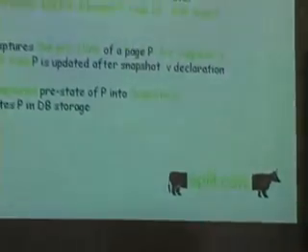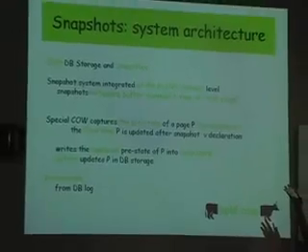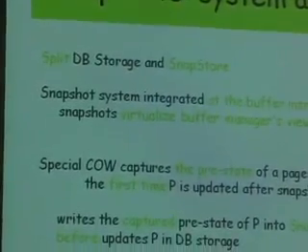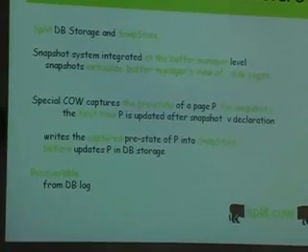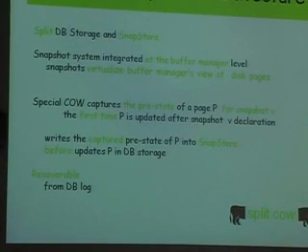OK, so the snapshot system architecture includes two components. There is the database storage, and there is the snapshot store, where we put our past states. The snapshot system is integrated at the buffer manager level. It basically virtualizes the buffer manager's view of a disk. So a special copy-on-write captures the pre-state of page P for snapshot V the first time P is modified after snapshot V's declaration, and writes the pre-state it captured into the snapshot store before it updates P on disk.